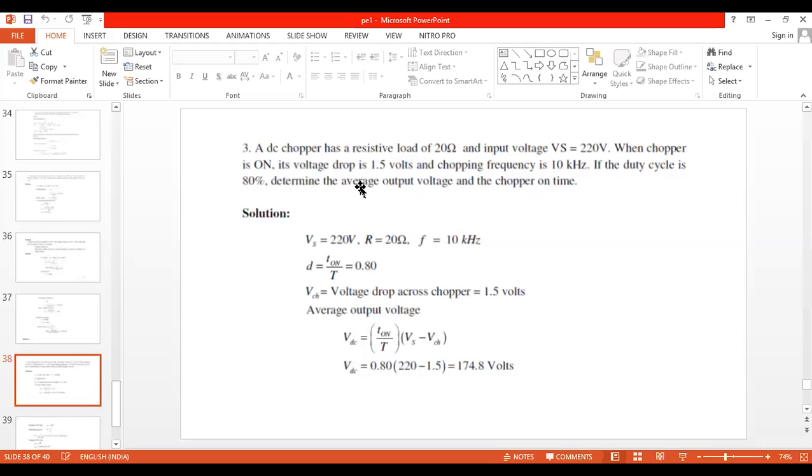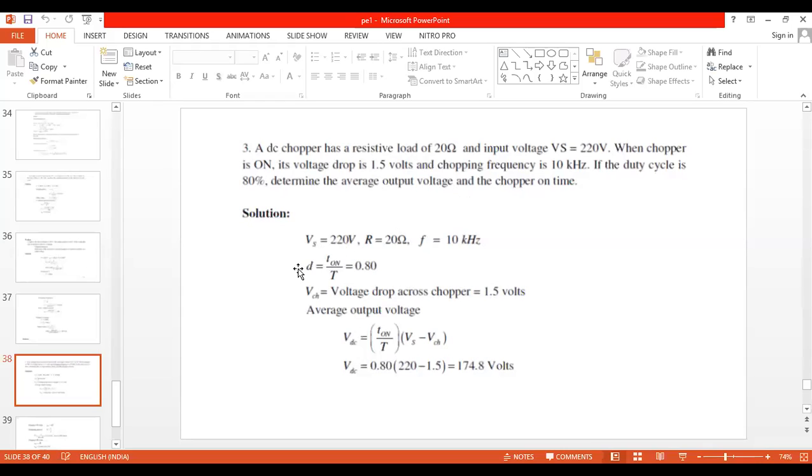What is the formula now? How to decide whether it is step down or step up? In the question, they have not mentioned step down or step up, and we don't know the average output voltage. So first, basically go for the step down chopper formula. What is the step down chopper formula? Output voltage equals del into input voltage. So first write the given quantities.